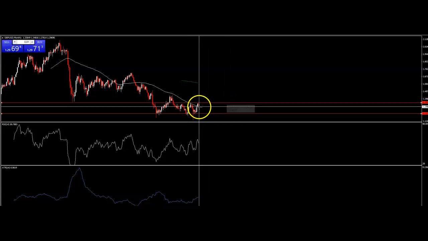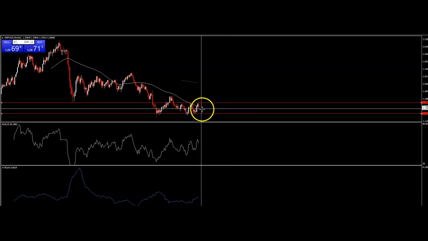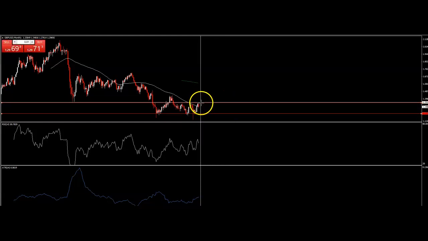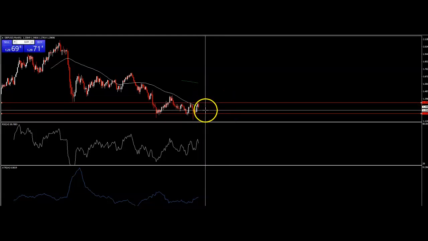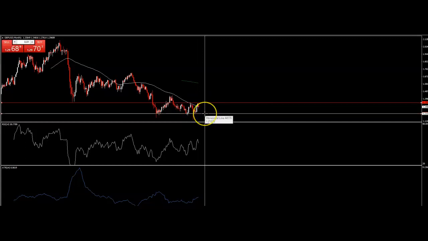So I believe this red candle right here on this monthly resistance line right here is going to touch this right here, guys. And that's a lot of pips right there.